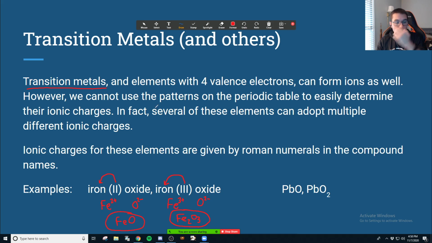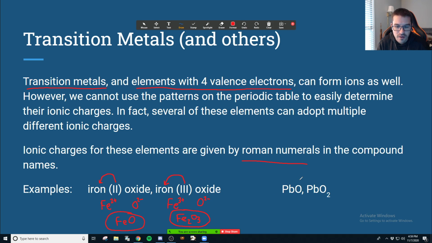It's also true for some elements that have 4 valence electrons. You may remember me talking about this last time. The elements that have 4 valence electrons, carbon, silicon, germanium, those 3 tend to not form ions, but the bottom 2 can. So that would be tin and lead. And basically, it's the same rule. We're still going to use these Roman numerals. So let's look at an example where it's sort of flipped around.